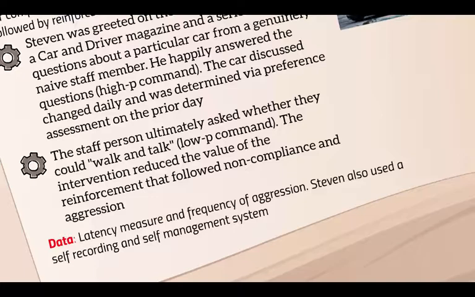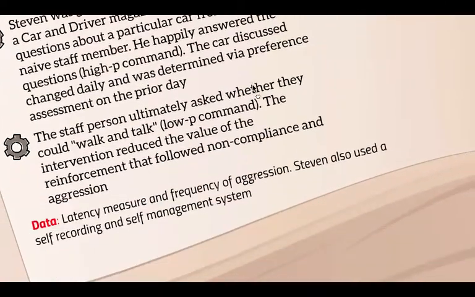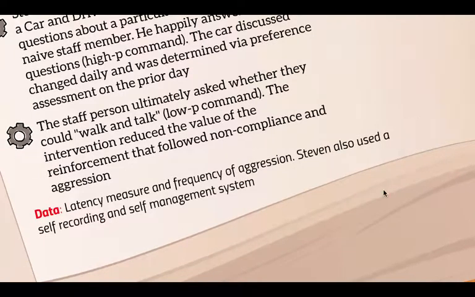So it decreased the value of the alternate. What alternate? Being aggressive, being non-compliant. So you get a reduction in the value of that behavior, and an increase in the value of his continued engagement with the staff person. This is what's referred to as a high probability, low probability, or high P, low P procedure. And it squarely falls into the category of managing motivating operations, and it was extremely successful.